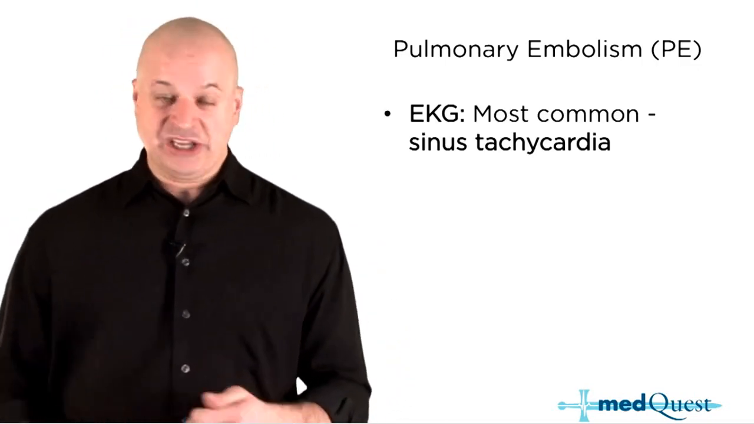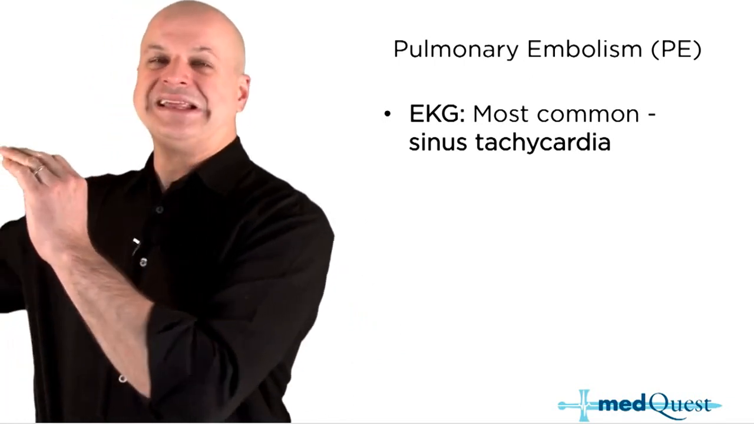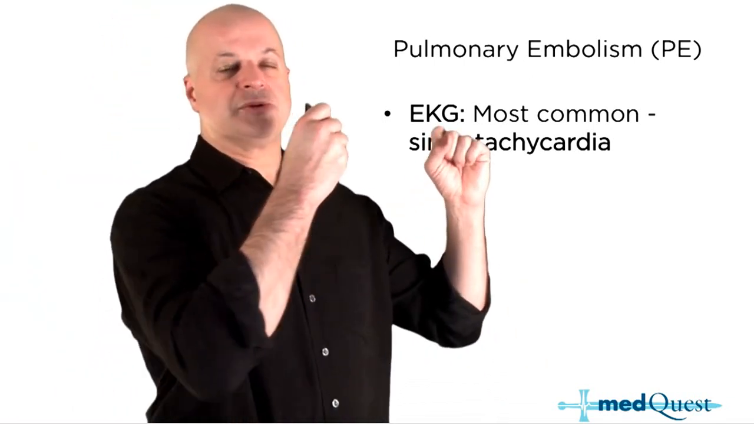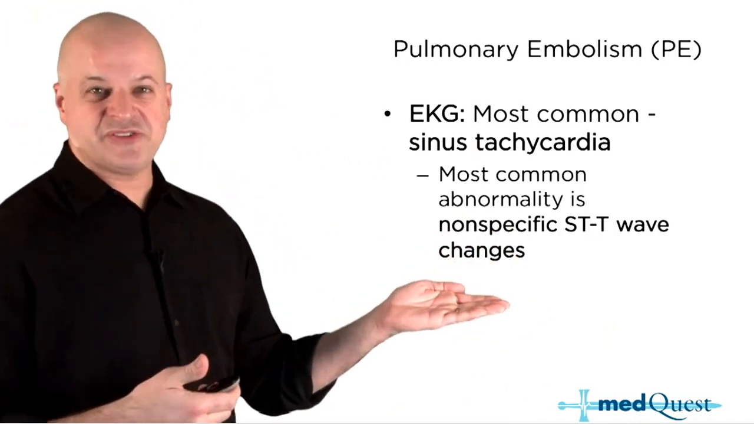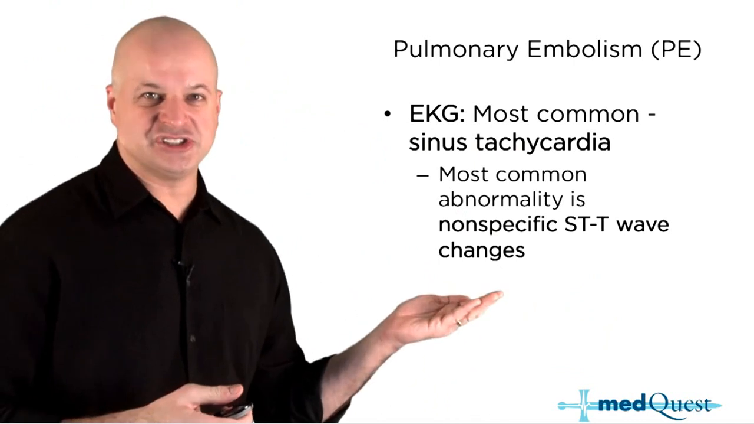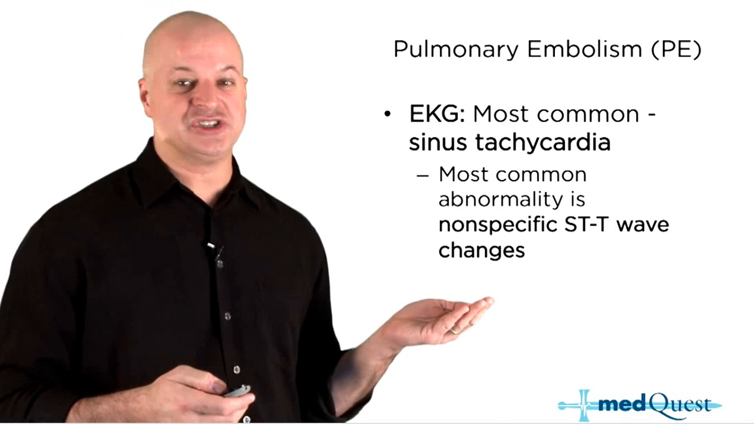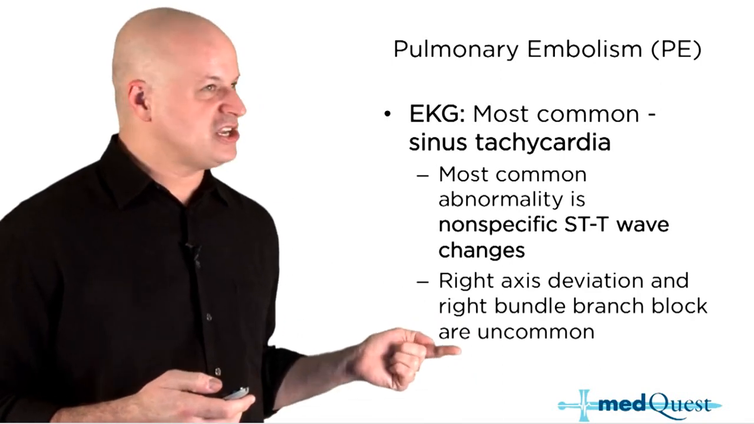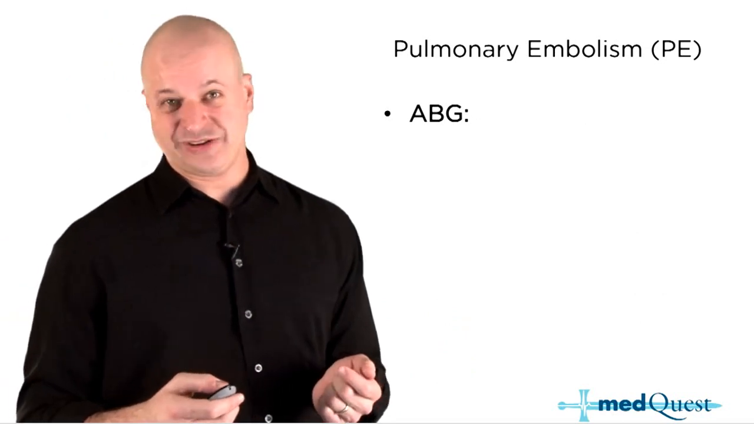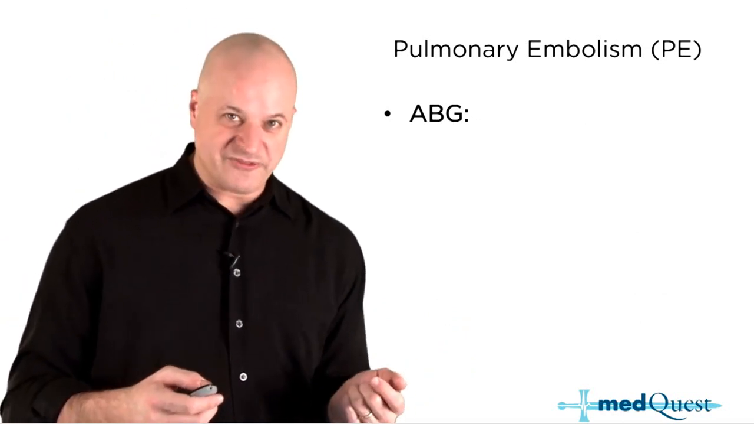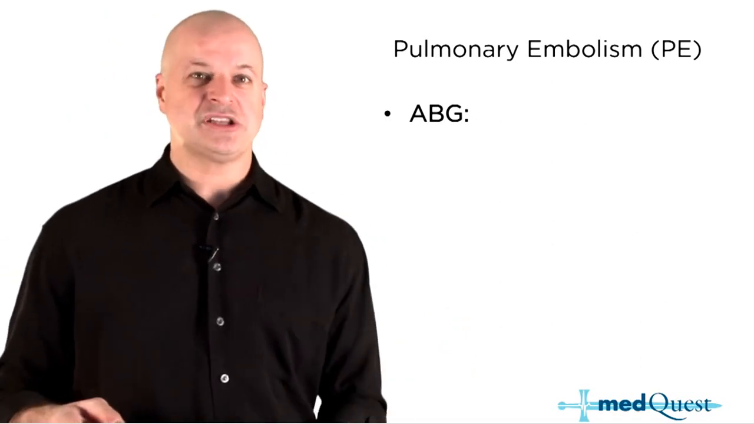Now, the EKG. The most common EKG is sinus tachycardia. But when there is an abnormality, the most common abnormality to be found is nonspecific ST-T wave changes. When there is an abnormality, it is nonspecific ST-T wave changes, not right axis deviation and right bundle branch block, and certainly not the S1Q3T3. That is not the most common thing found on EKG. S1Q3T3 is found in about 10 or 20% of patients at most.